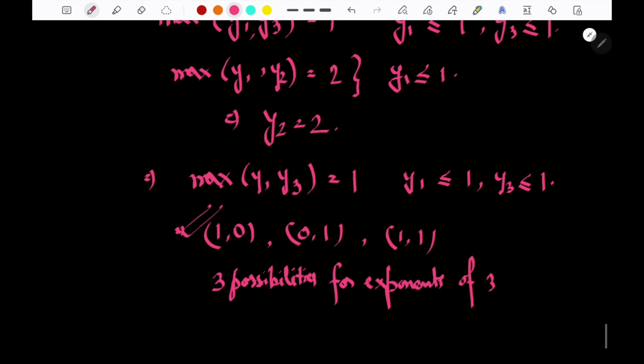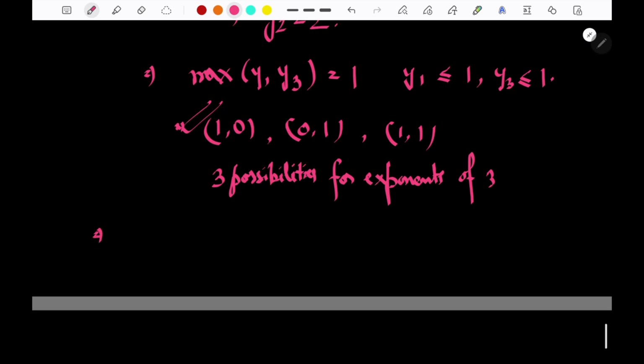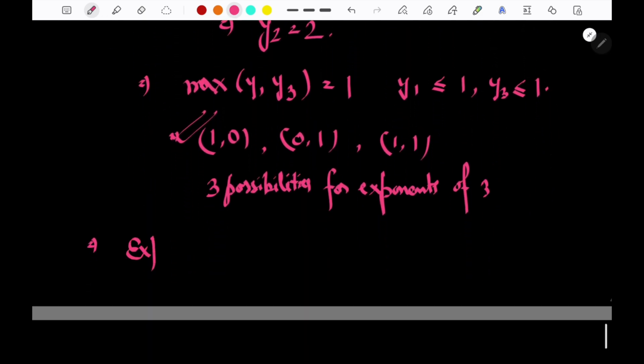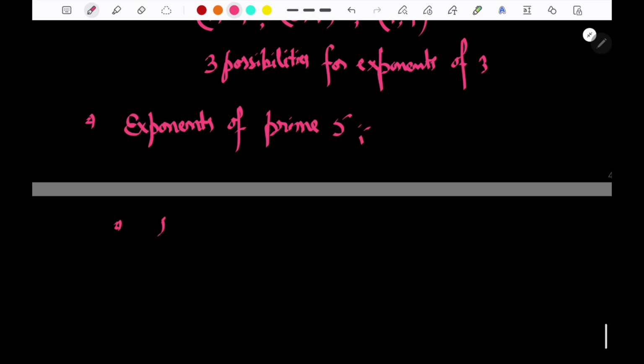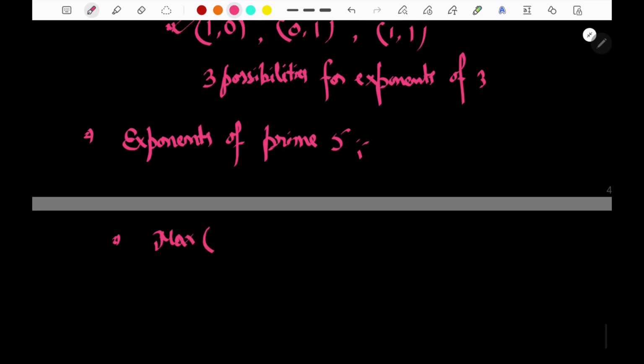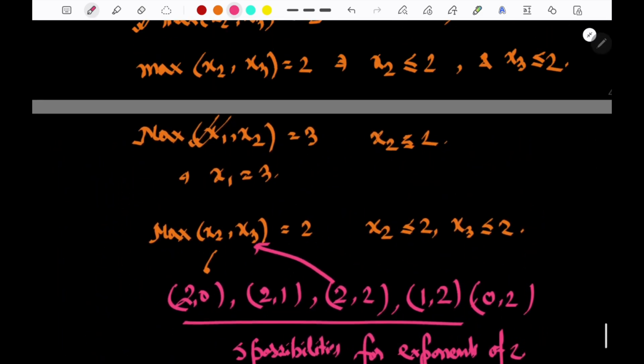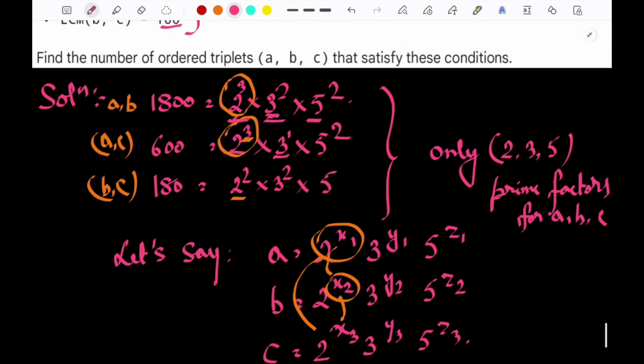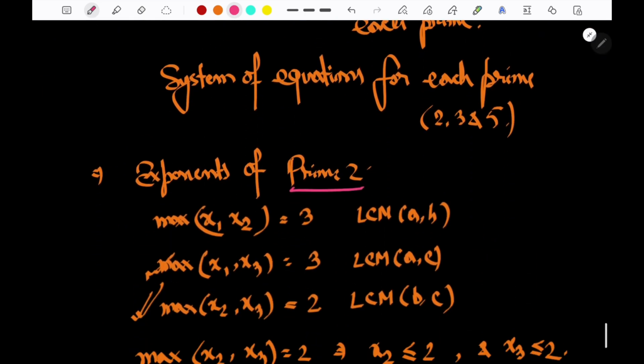Done. Now next we can check for exponents of prime 5. So what are the cases? For 5, the maximum for A, B will be 2, the maximum for A, C is 2, and the maximum of B, C is 1.